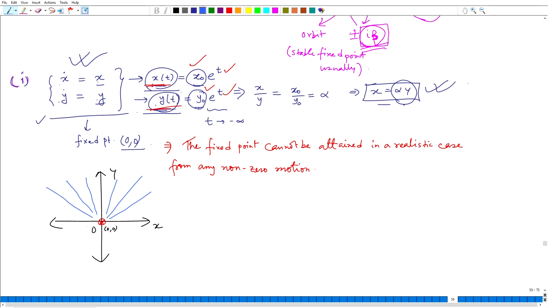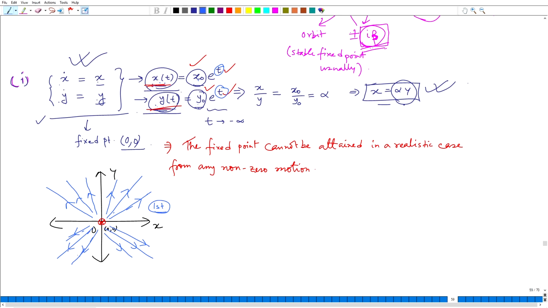Although I am drawing them to be curves, sorry for that, they are actually straight lines. And they are going outward for certain, because when t is increasing, both x and y are increasing. So, if x and y, let us say both are positive, that will remain in the first quadrant and both x and y will increase. If x and y, let us say both are negative, then both of them will increase in the negative sense.